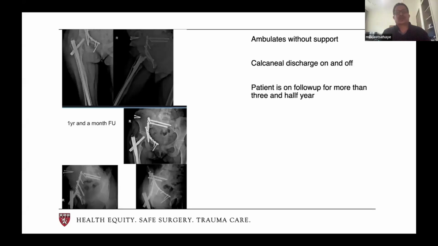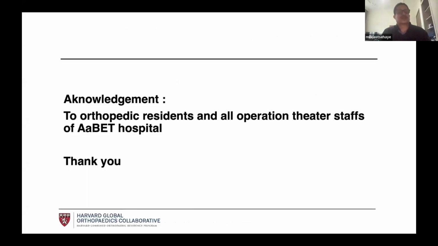The tibial plateau fracture was not that much displaced, and the ankle and foot injury had to be followed conservatively. Eventually the patient developed some chronic osteomyelitis of the calcaneus, but she was able to ambulate. Otherwise, she was very thankful, stable and a happy patient. I would like to acknowledge the orthopedic residents and all operation theater staff of Abet Hospital. So thank you.